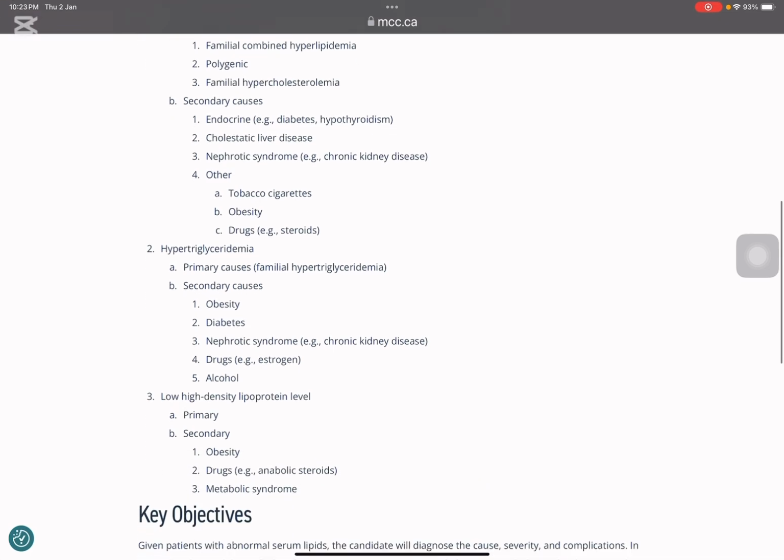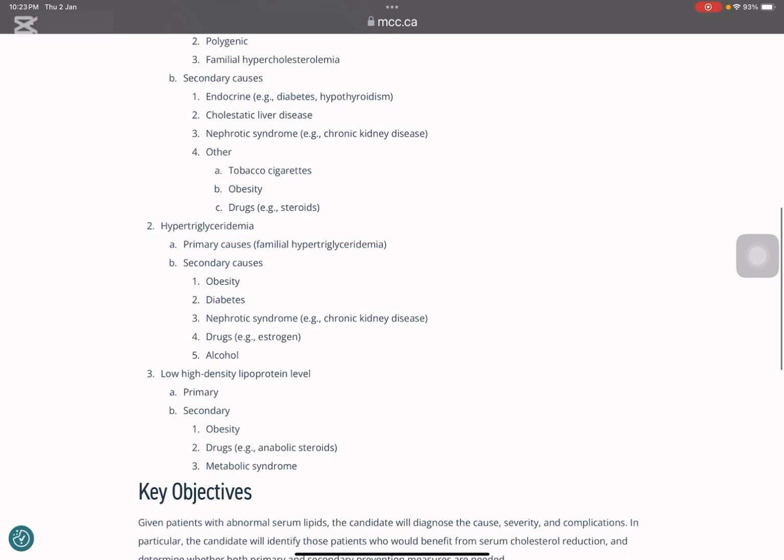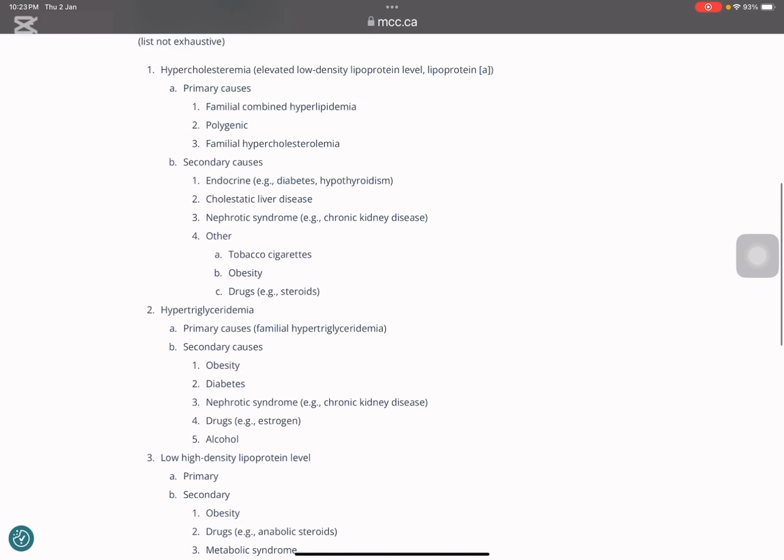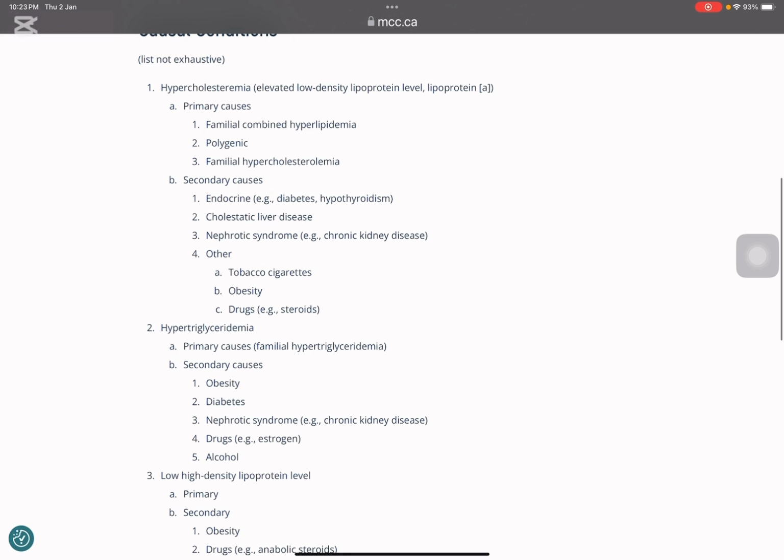Low HDL levels are primary or could be secondary. Secondary causes are obesity, drugs like anabolic steroids, and metabolic syndrome. So they have divided dyslipidemias into three different classifications. One is high cholesterol, second is high triglycerides, and the third is low HDL. So if the cholesterol is high, triglyceride is high, or HDL is low, this is dyslipidemia.